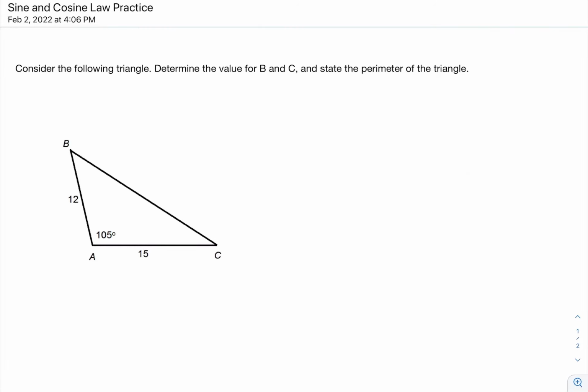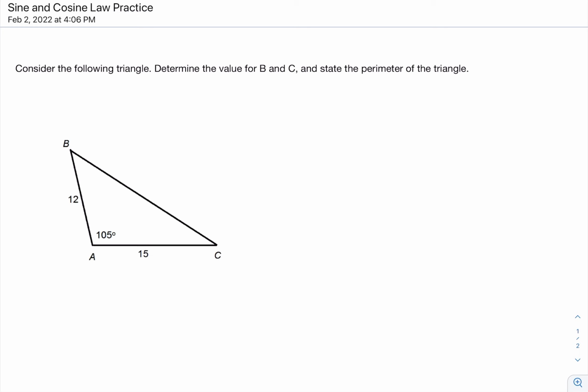So now that we know what the sine and the cosine law are, let's combine this into one question. So consider the following triangle. Determine the value for B and C, so capital B, capital C, those are the two unknown angles, and state the perimeter of the triangle.